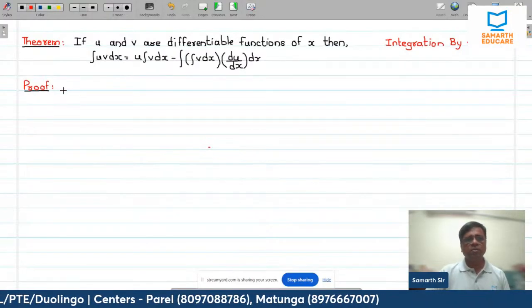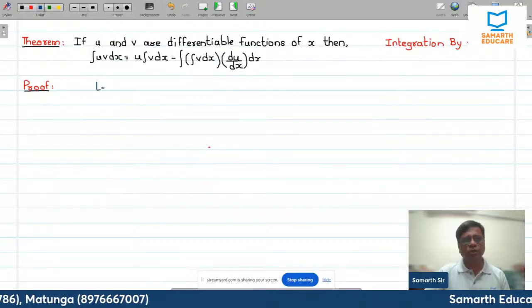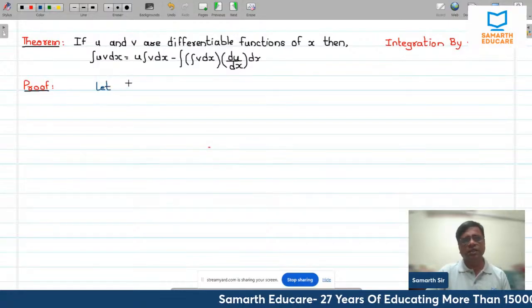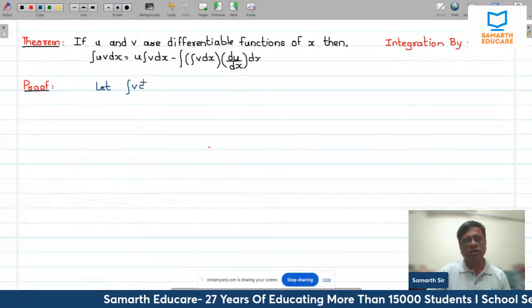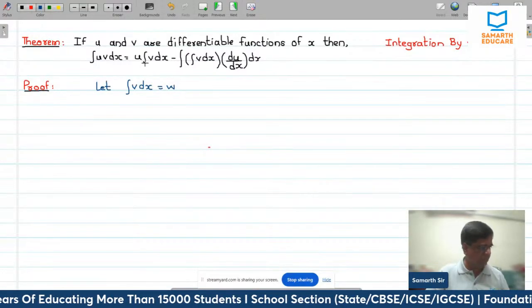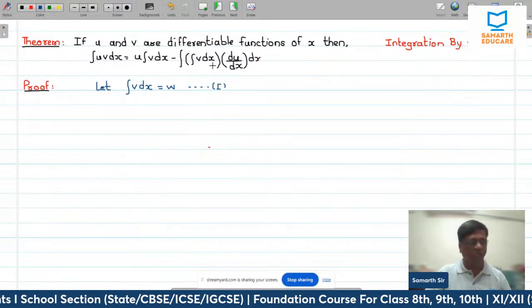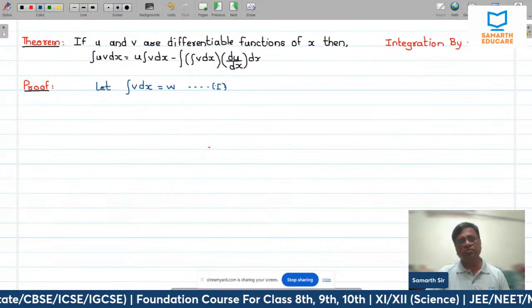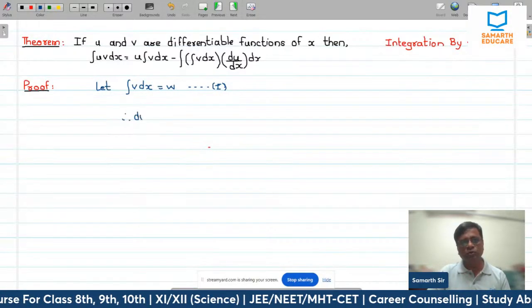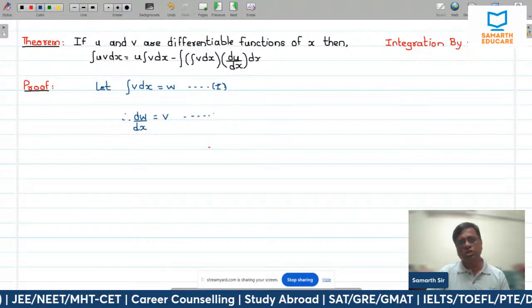So coming back to this, to prove this we need to do a little work. Let integration of v dx be equal to w. इसको w कंसीडर करते हैं. दो बार इधर इंटीग्रेशन ऑफ v आया है, तो उसमें से इंटीग्रेशन ऑफ v को हमने w कंसीडर किया है. By definition of integration, if integration of v is w, that means derivative of w is equal to v. So let this be equation number 2.